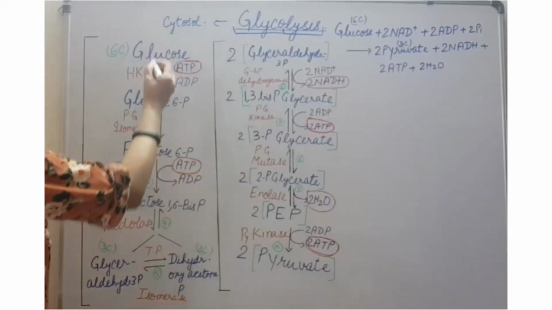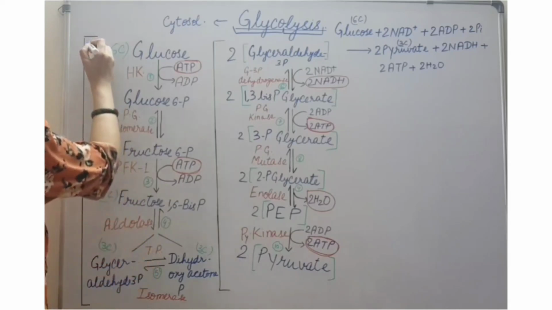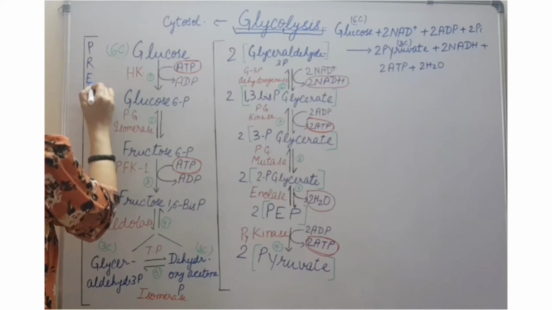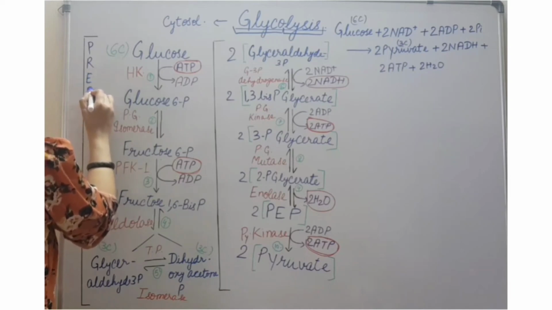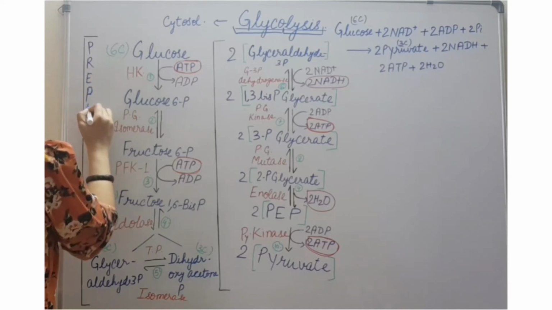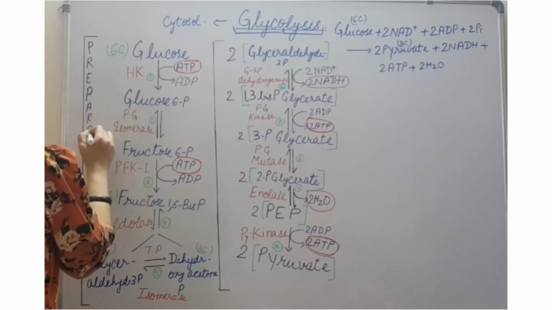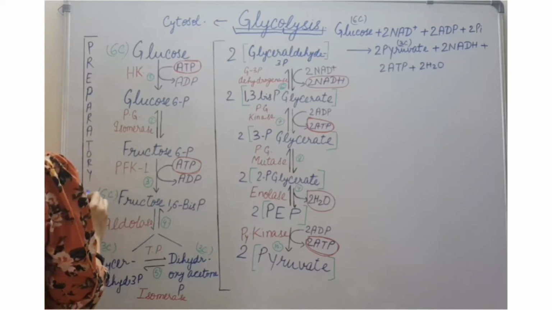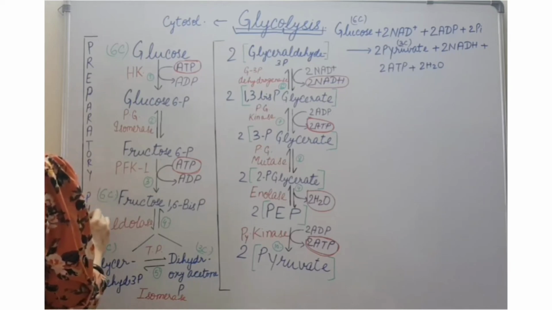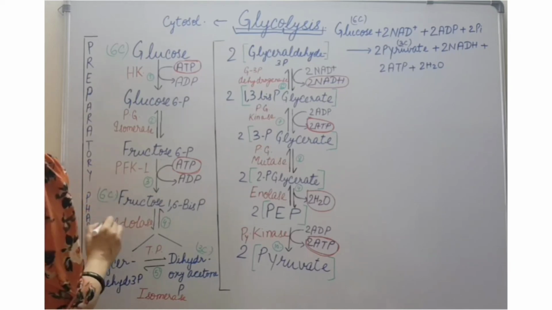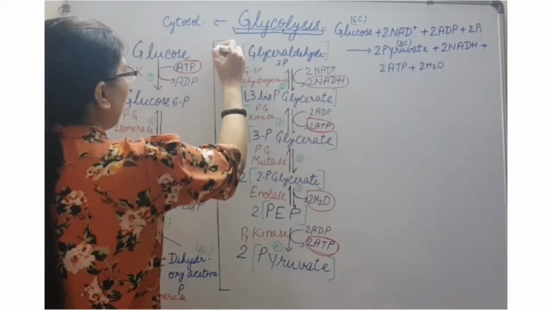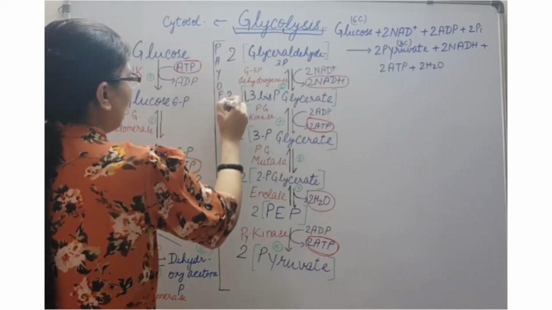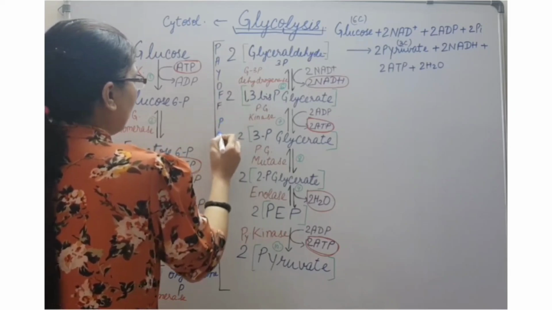So we can say that the first 5 steps of glycolysis, where the ATP is consumed, are the preparatory phase. And the next 5 steps are the payoff phase, in which the ATP is gained.